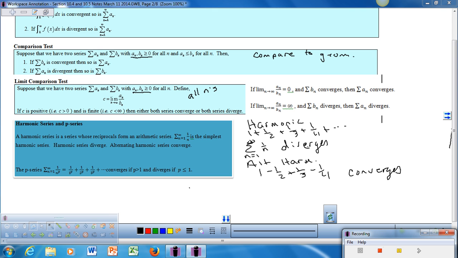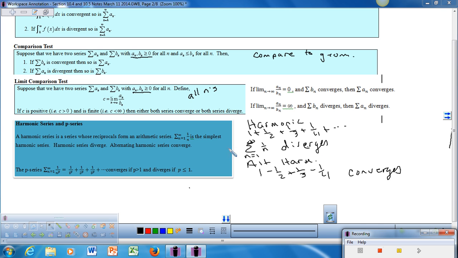Our next series, the next two series, harmonic and p-series. Not a lot of work involved, but you need to recognize them. So a harmonic series is a series whose reciprocals form an arithmetic series. The basic one is 1 plus 1/2 plus 1/3 plus 1/4. If I take the reciprocals, it's an arithmetic series with a common difference of 1. If you identify a harmonic series, then you can say the series diverges because all harmonic series diverge.